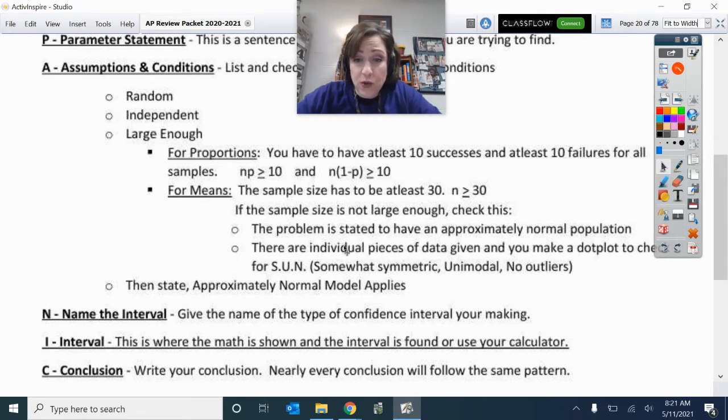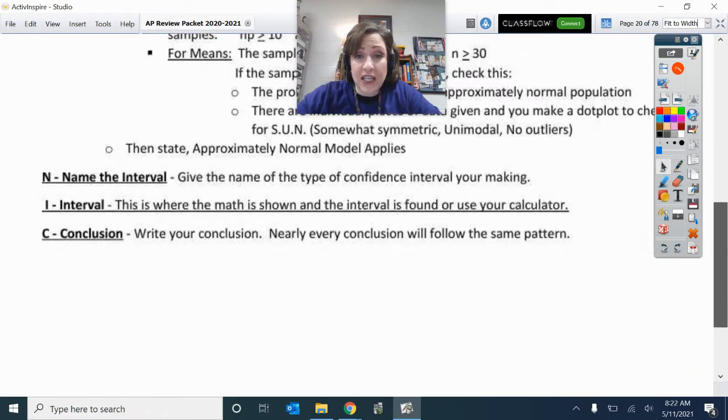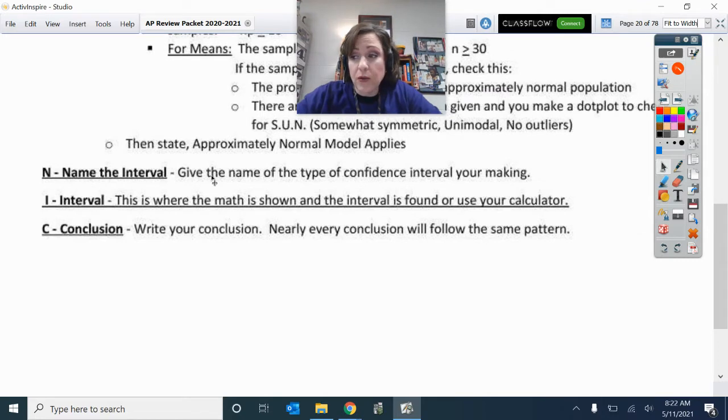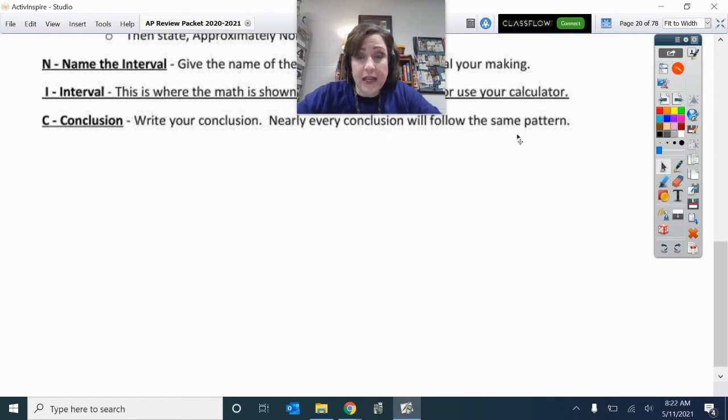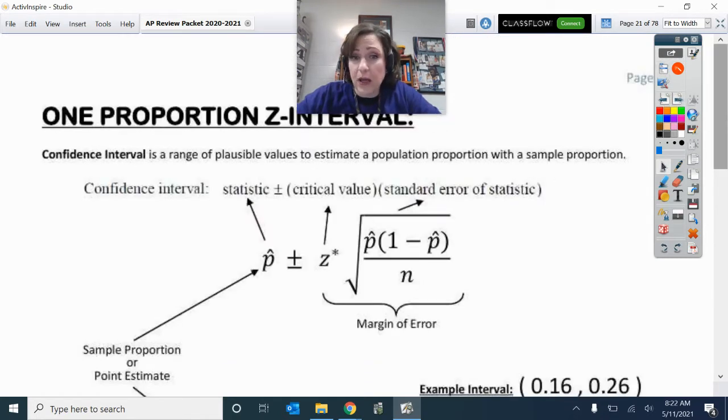Or if they give you individual pieces of data and it's small, then you could do a dot plot and then check for shape, that it's somewhat symmetric, unimodal, and no outliers. And then conclude, don't forget to conclude with the approximately normal model applies. When you name the interval, that's going to be your 1 proportion z interval, your 2 proportion z interval, your 1 sample t interval for means, your 2 sample t interval for means, those things there. All right, and then your conclusion, I am 95% confident that the true blah, blah, blah.